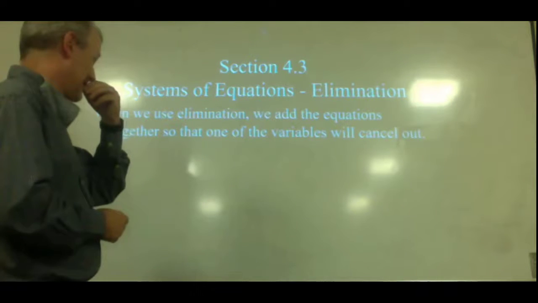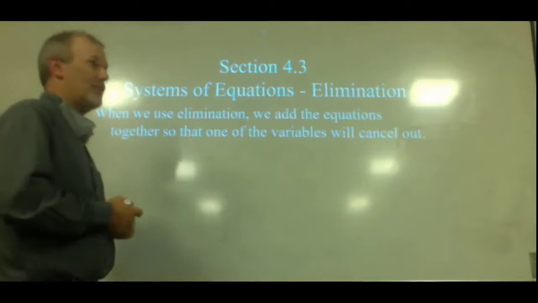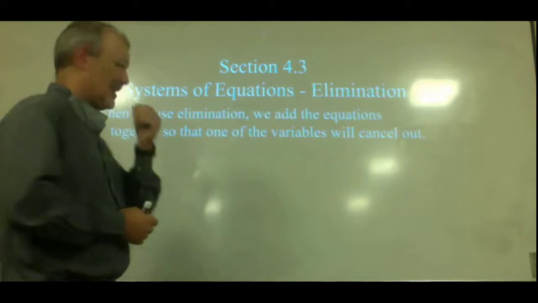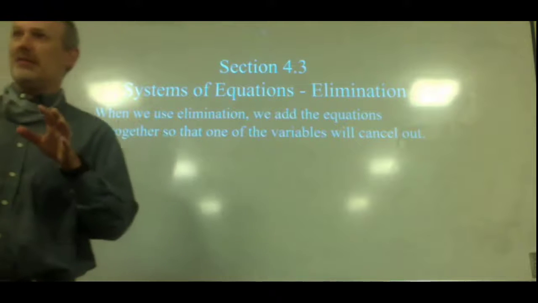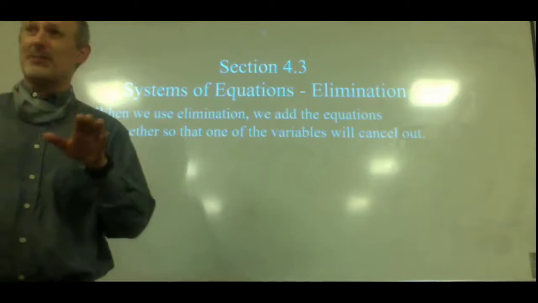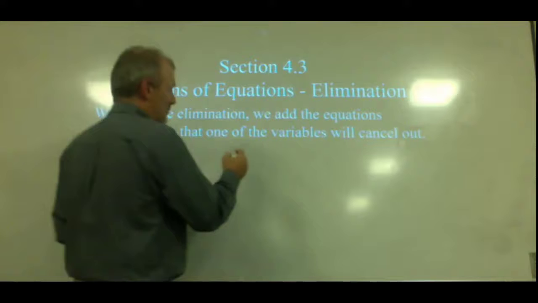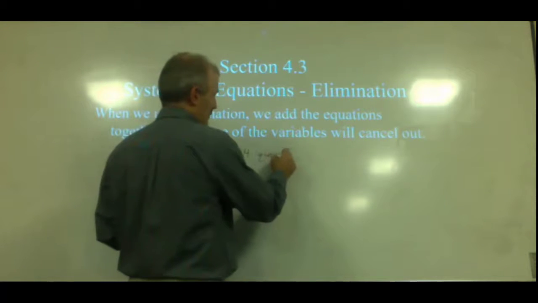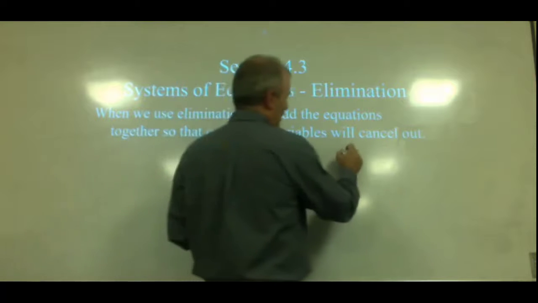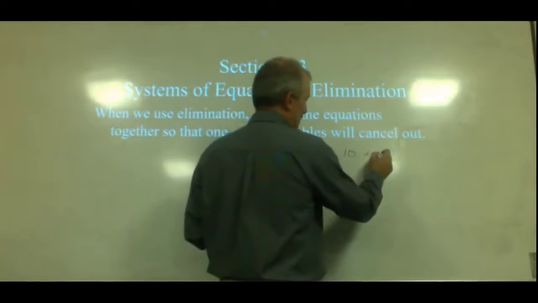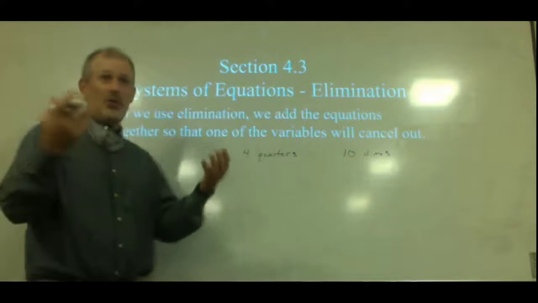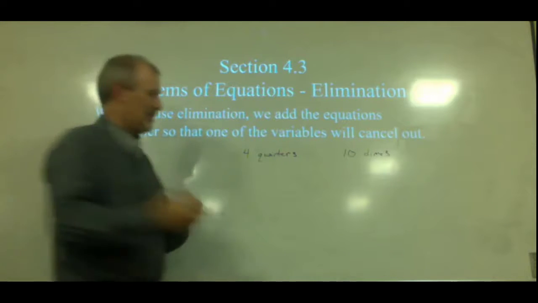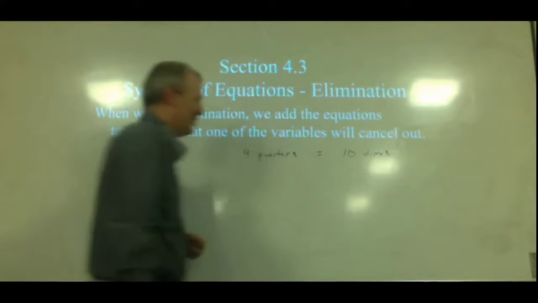Let me see if I can think of a good way to explain this. Let's say that I have 4 piles of money. They're going to be small piles because I don't have that much money. In one of the piles, I have 4 quarters. In another pile, I have 10 dimes. And is everybody okay that 4 quarters is equal to 10 dimes when we talk about value?